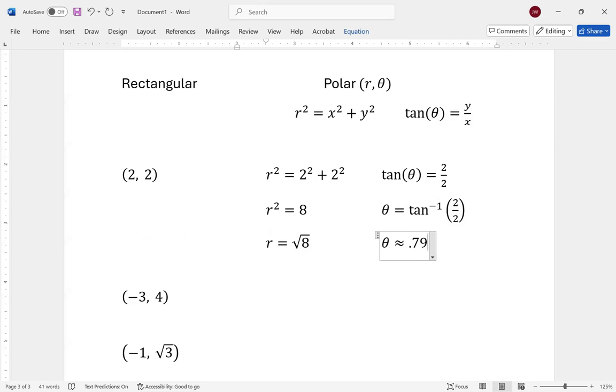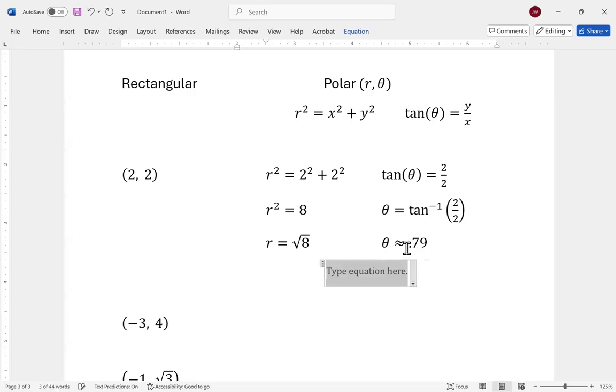So that means that this rectangular point in polar is going to be approximately the square root of 8 for my x value. Well, let's take an exact one. This point is going to be the square root of 8 for the r value, and then the inverse tangent of essentially 1, since 2 over 2 is 1, inverse tangent of 1 as my theta value.